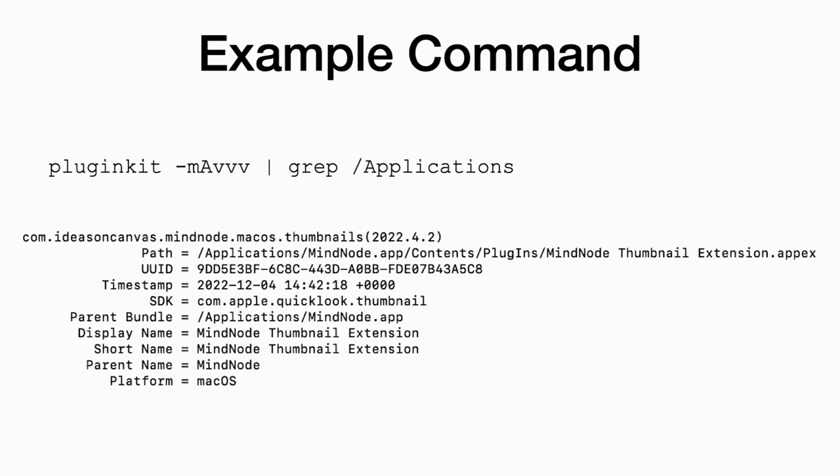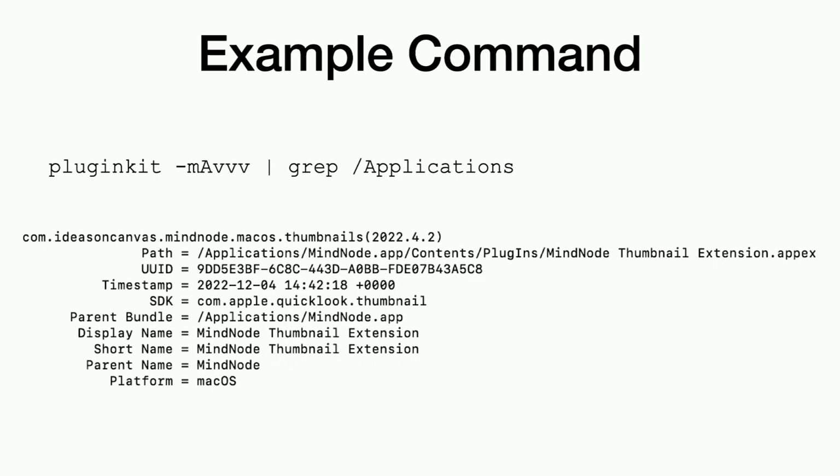Okay, so an example command. I mentioned PKD. Here we're querying plugin kit to show me all applications. There's a lot more than just this. This is one extension from one app that showed up when I did this: MindNode. You can judge me for mind mapping. It's fine. I know it's douchey. The SDK we're using, aka category, is com.apple.quicklook.thumbnail, and the location of the app itself is applications mindnode.app.